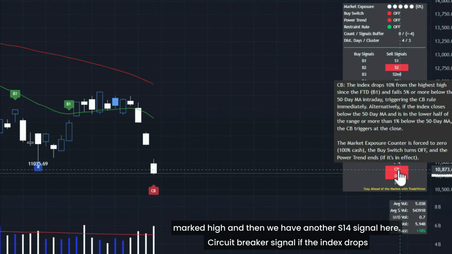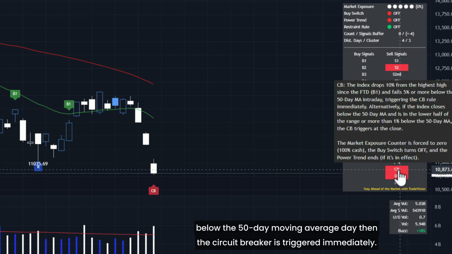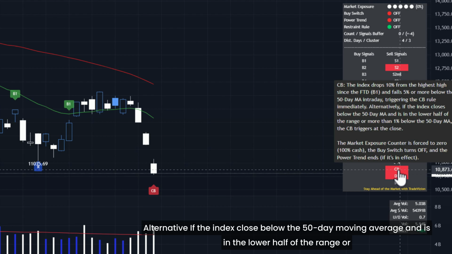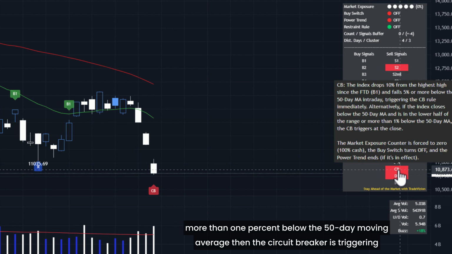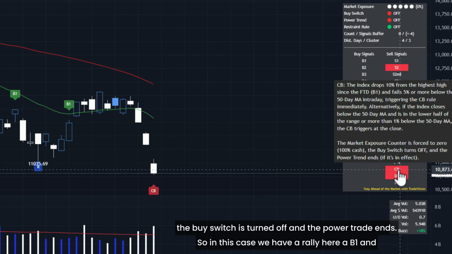Circuit breaker signal. If the index drops 10% from the highest high since the last follow-through day and falls 5% or more below the 50-day moving average intraday, then the circuit breaker is triggered immediately. Alternatively, if the index closes below the 50-day moving average and is in the lower half of the range or more than 1% below the 50-day moving average, then the circuit breaker is triggered at the close of the bar. The market exposure in this case is forced to 0, 100% cash, and the buy switch is turned off and the power trend ends.